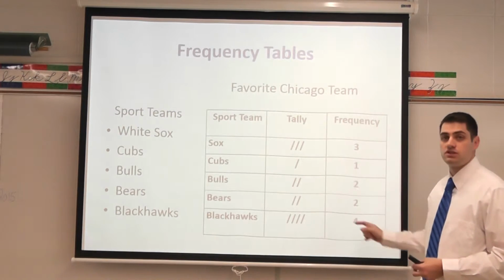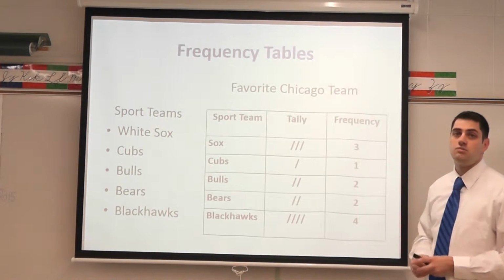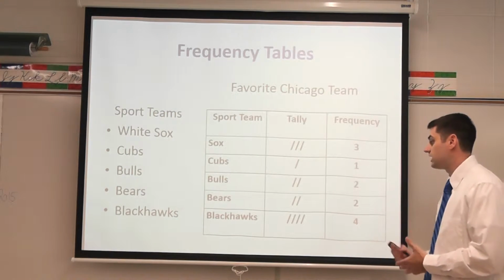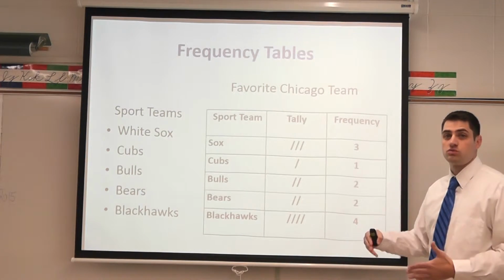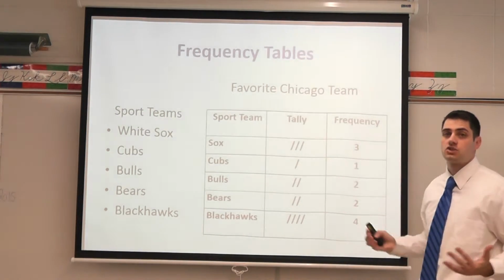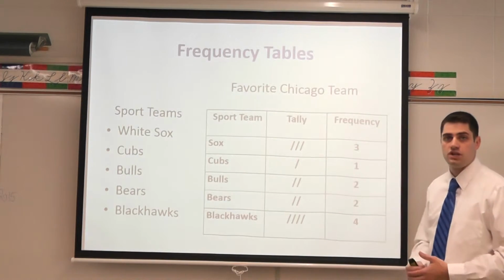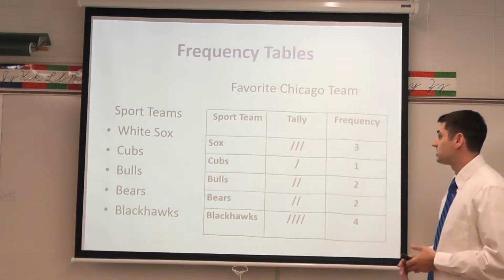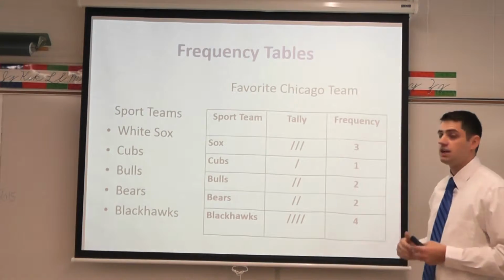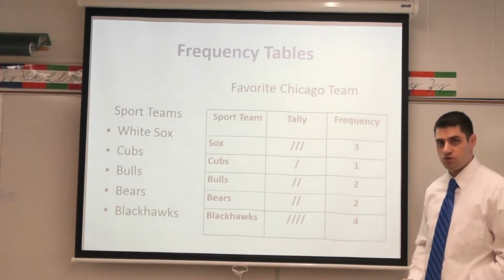And at the bottom, you could see the Blackhawks had 4. They had the most. So in looking at the frequency table, I could say the Blackhawks were the most popular Chicago team in this group of students that was surveyed. And again, these are just some small numbers, but these are some observations you can make just based off looking at the frequency table.